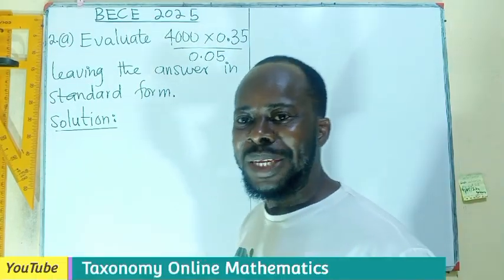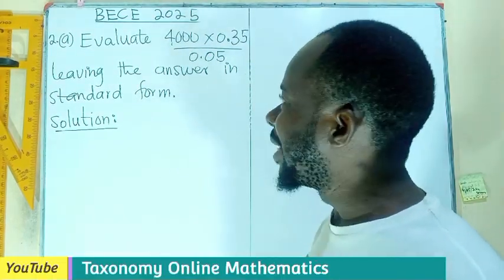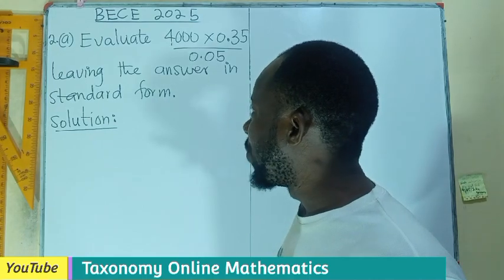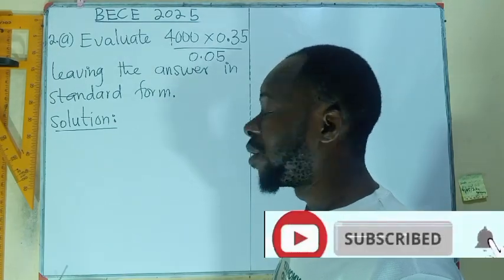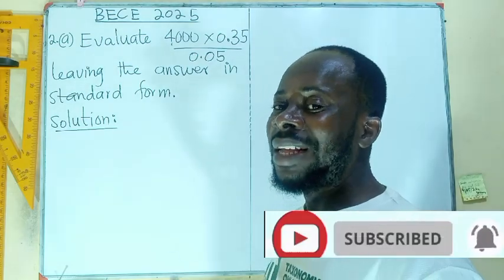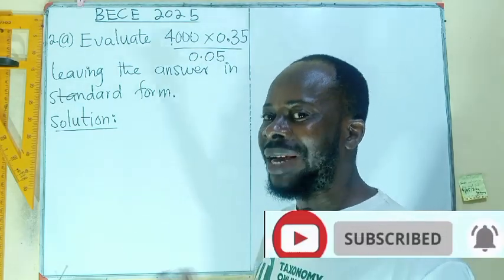Hello, welcome to question number 2B, BECE 2025. We are to evaluate 4,000 times 0.35 divided by 0.05, leaving our answer in the standard form. This is an operation on decimal numbers.